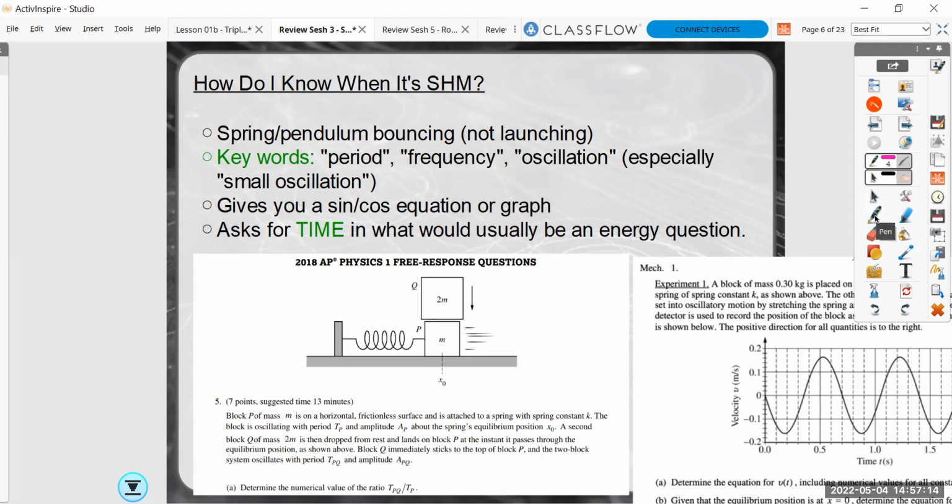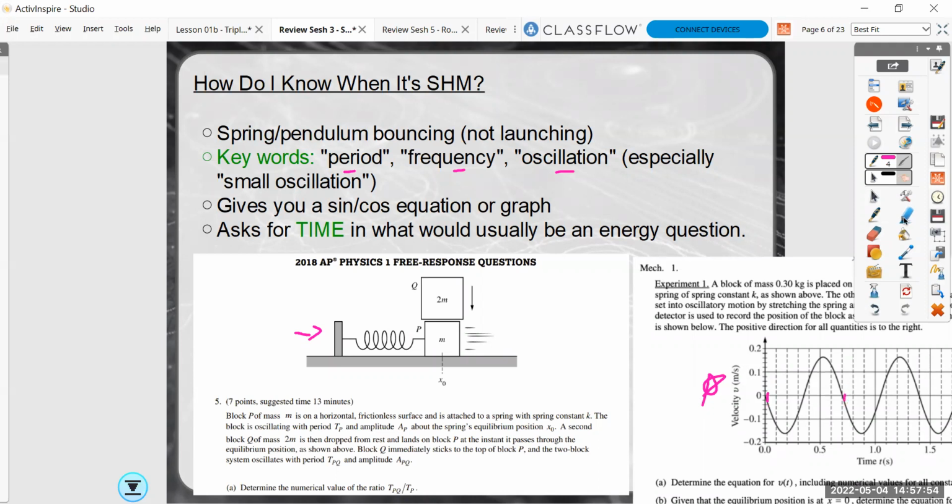They're usually going to be pretty clear about whether something is bouncing back and forth. Here's a 2018 question: something's attached to a spring and it's bouncing back and forth. A spring or a pendulum bouncing back and forth. The keywords are looking for a period or frequency. Oscillation is a word that just means bouncing back and forth, repeating your motion. So if they mention those things, those are real keys that it's a simple harmonic motion question. Obviously, if they give you a sine or a cosine equation or a graph, it's probably a simple harmonic motion question. You can use some of your pre-cal skills to figure out the period of your graph.